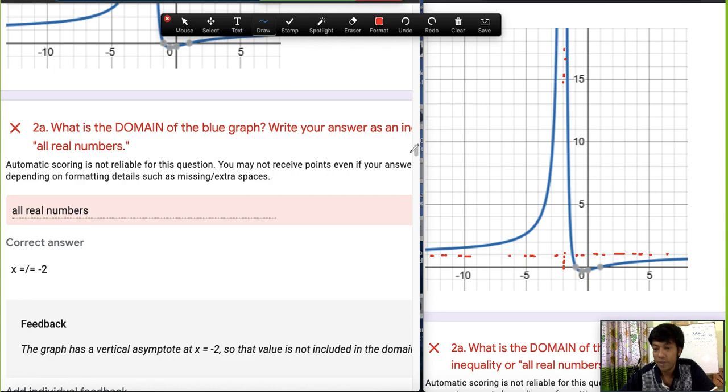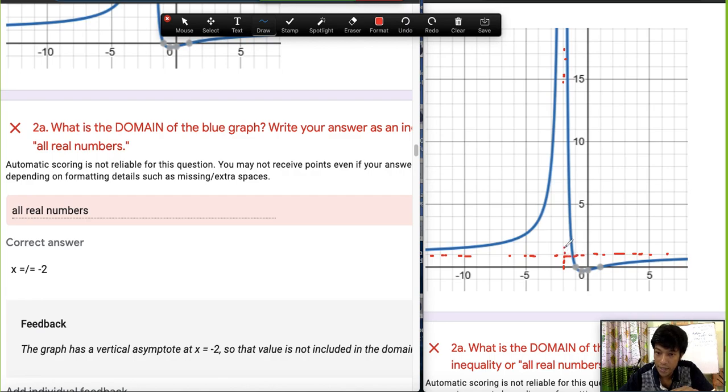So now what will be the domain? As you see, the domain is all real numbers, other than this vertical asymptote. We cannot include the vertical asymptote, because the vertical asymptote is very sensitive. It is very dangerous. The graph can never cross that vertical asymptote. Never. Sometimes the graph can cross the horizontal asymptote, as you can see.